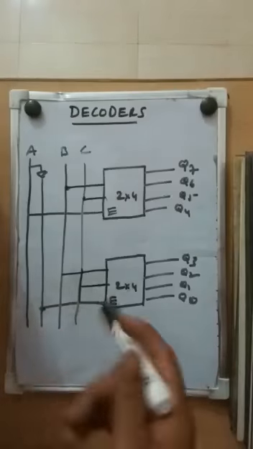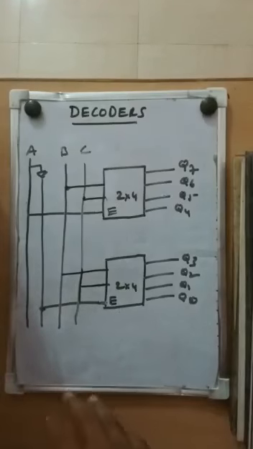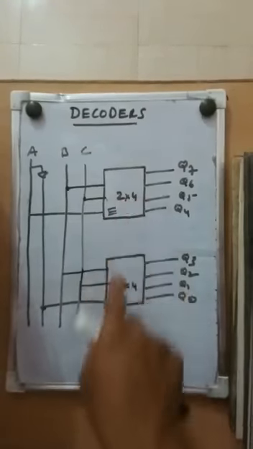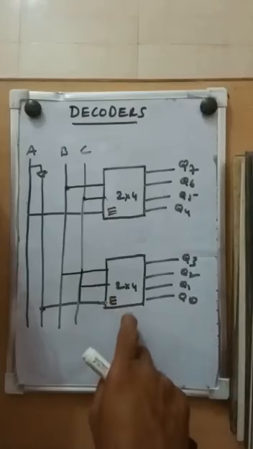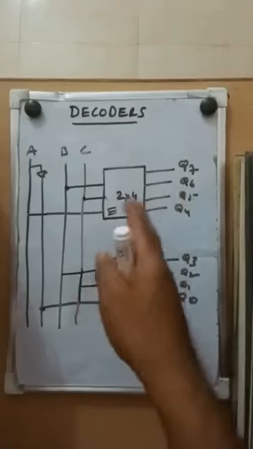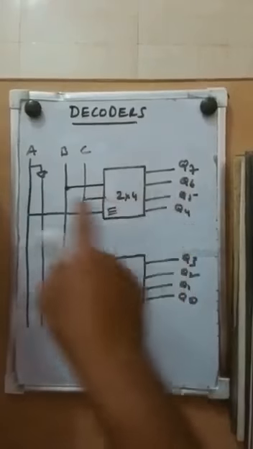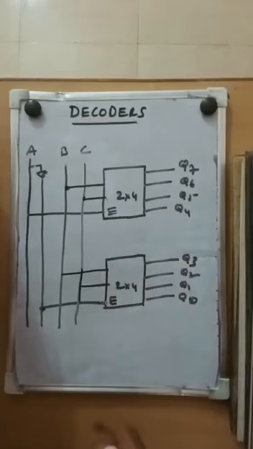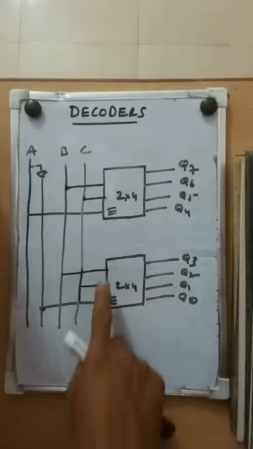And this is another way to connect a 3x8 decoder by using two 2x4 decoders. This is one 2x4 decoder, and this is another 2x4 decoder. So based on that, we can get a 3x8 decoder. There are 3 inputs, and these are 4, and these are 4, total 8 outputs. So we know this is 2x4.